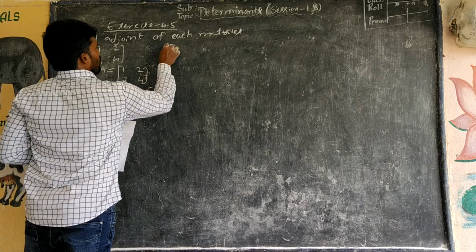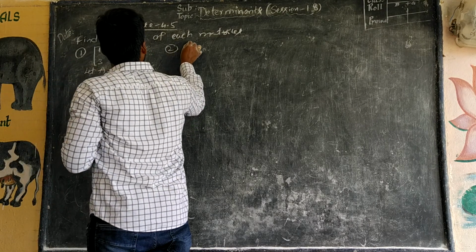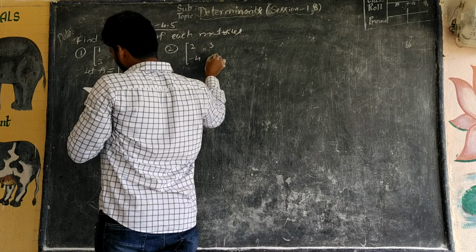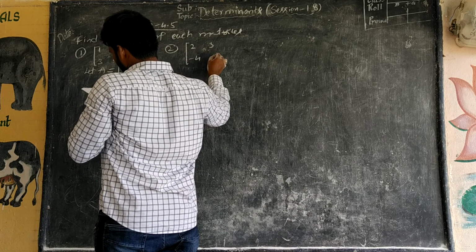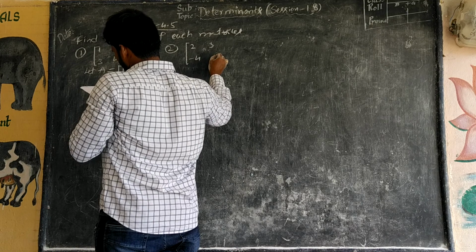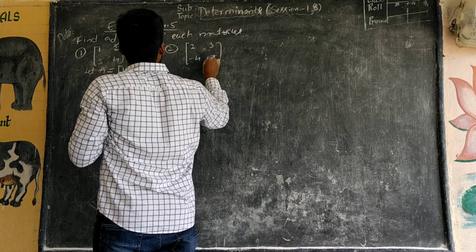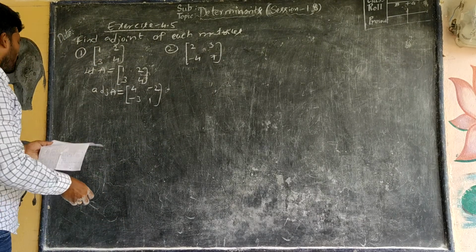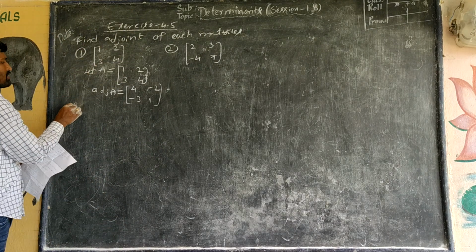Now the same question, I give as homework. The question: 2 3 minus 4 7. A simple example, try this one as homework. Next.